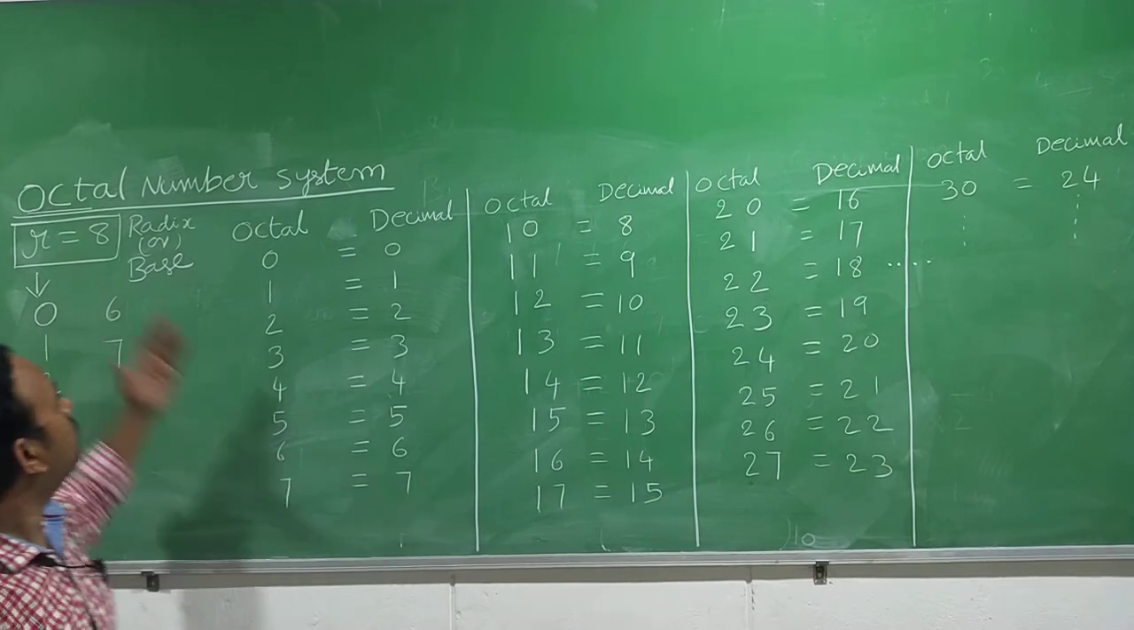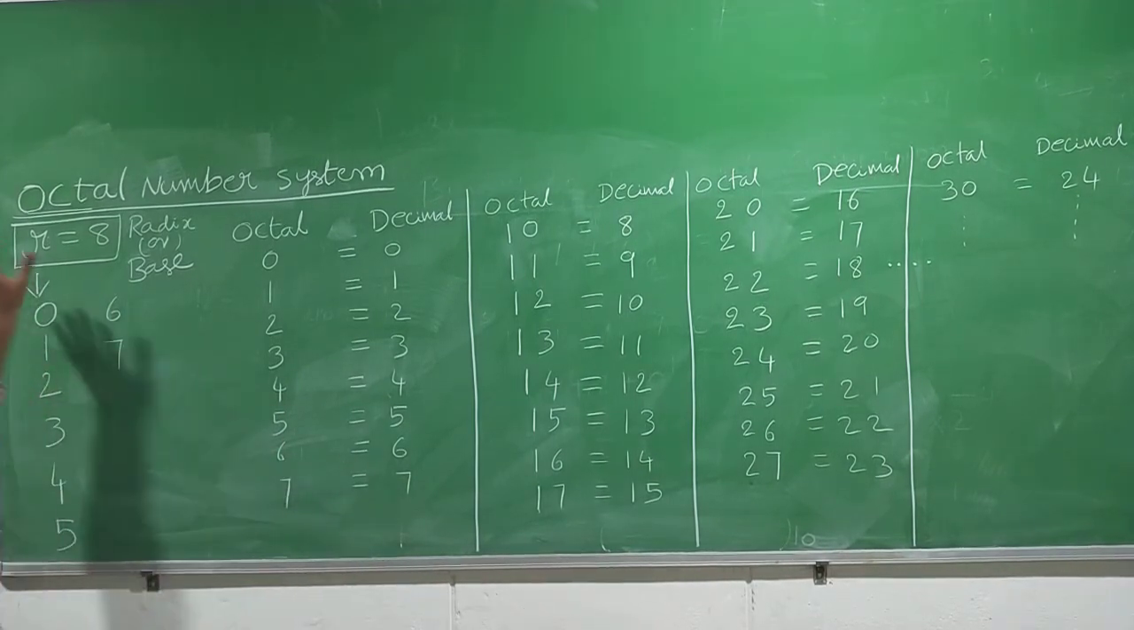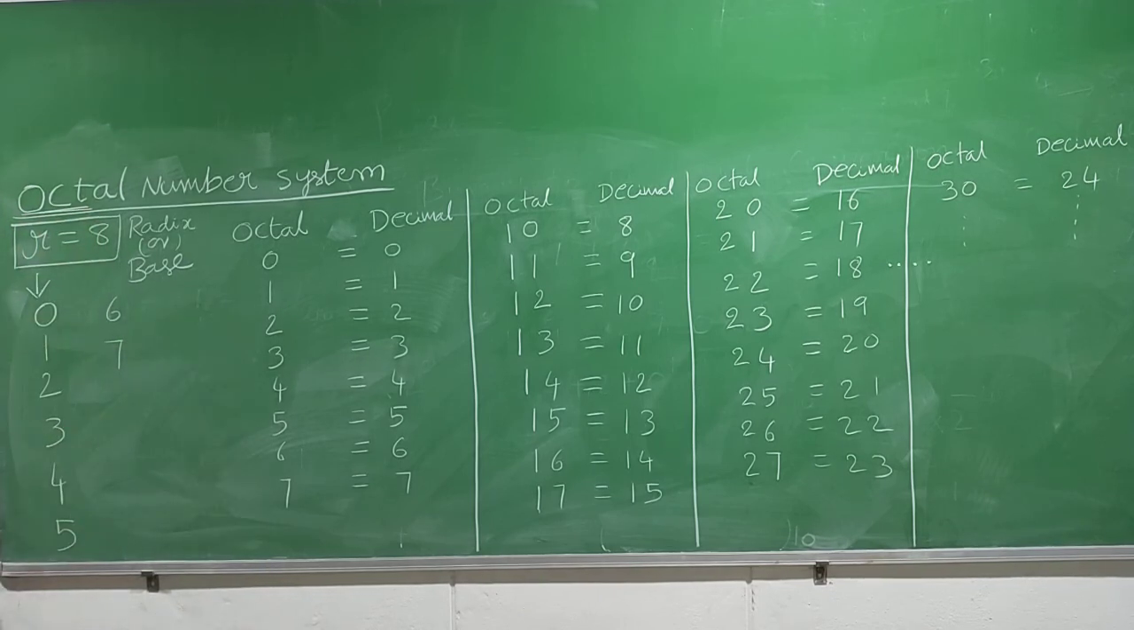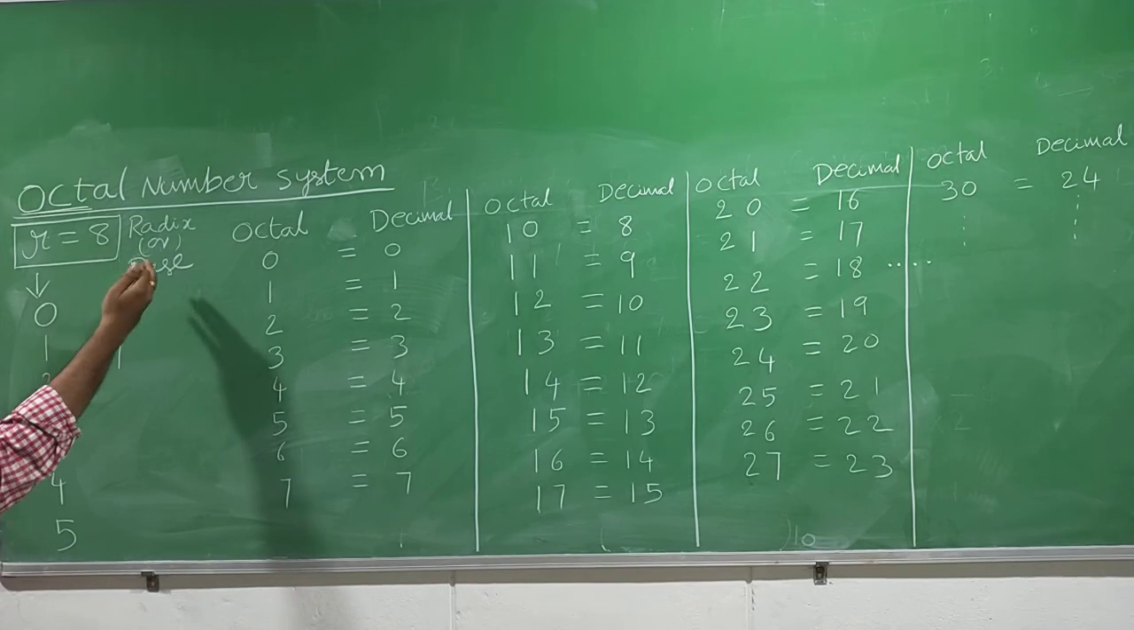Today we are going to see the octal number system. In the octal number system, the radix is equal to 8. Here "oct" indicates 8. That is why the radix of the number system is 8.